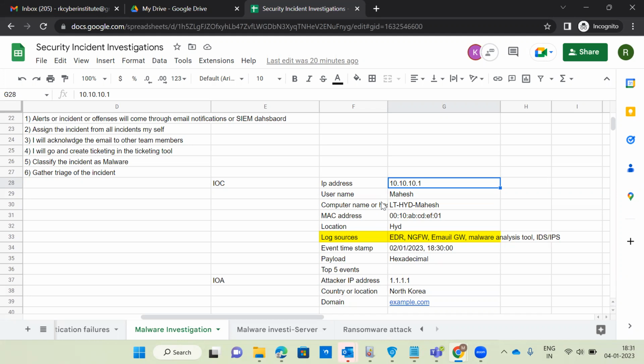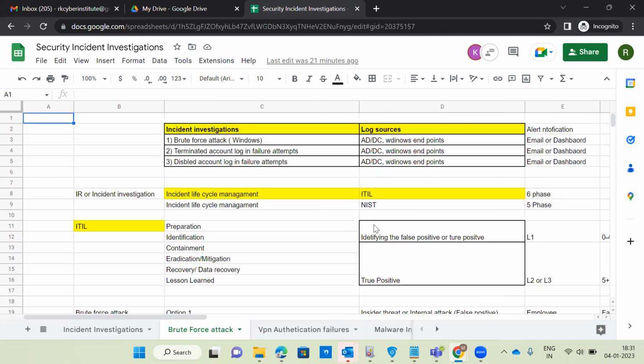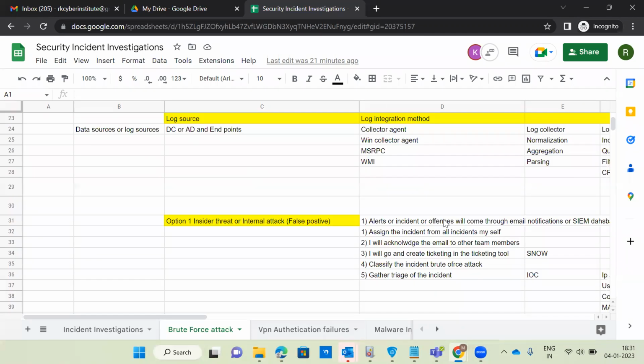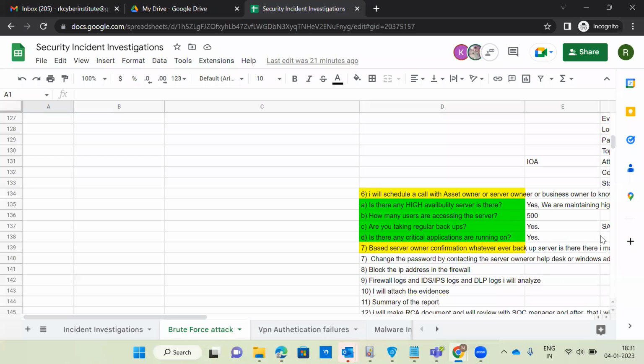After scheduling a call with the server owner, asset owner, and also the client, we have to ask a couple of questions. What are those questions? We already discussed them as part of the brute force attack, so the same questions we have to ask. Are you taking any regular backup? Are you maintaining any high availability server? Is there any critical application running on it? These are the questions we have to ask. The same thing, but the mitigation is different.